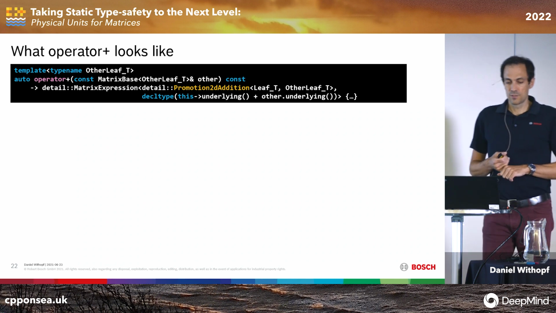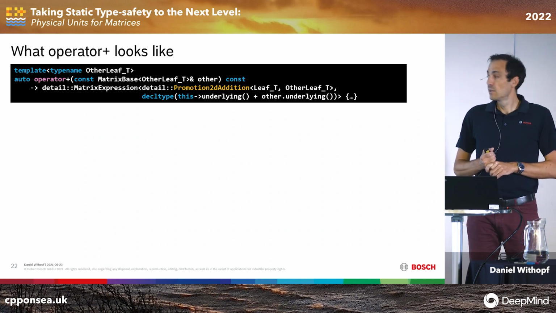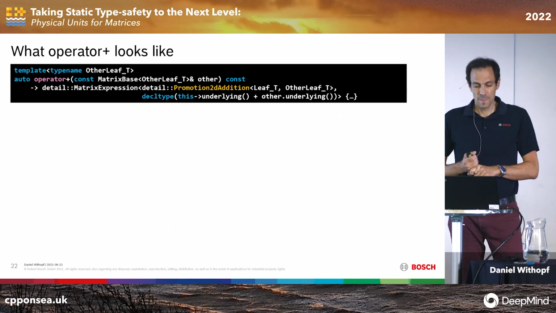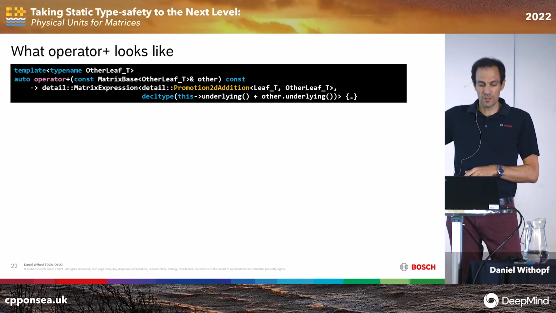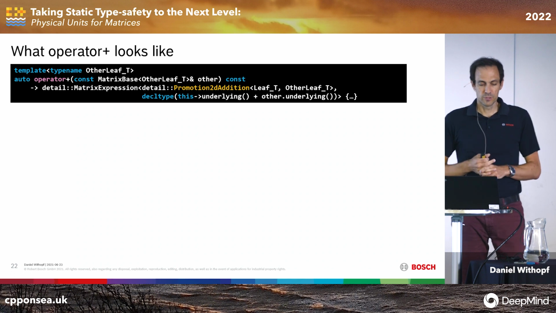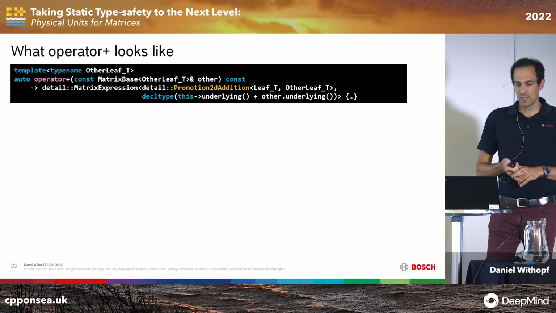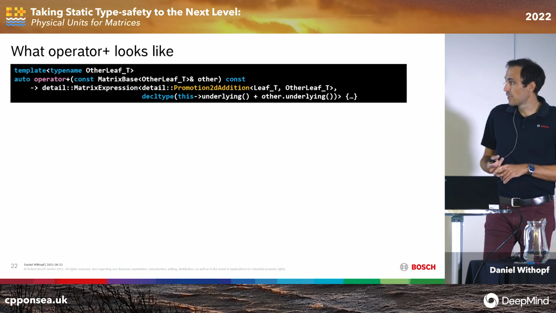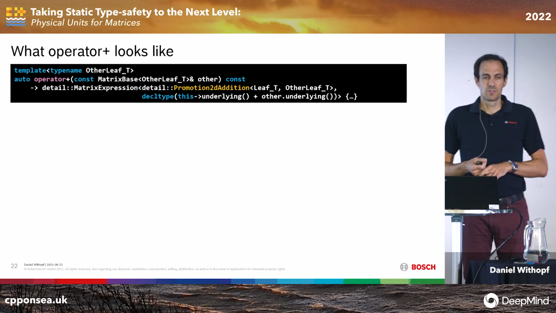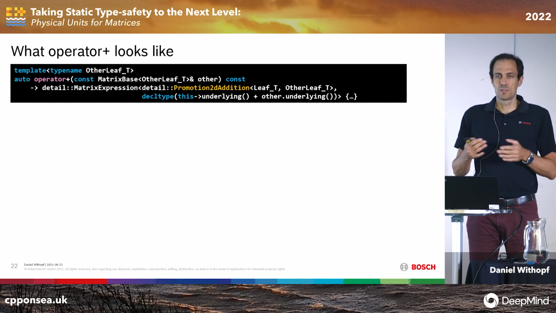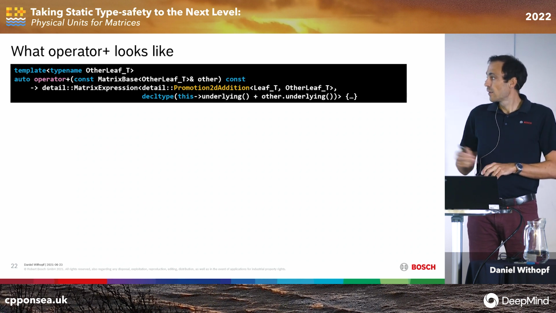Now on the next slide, I also want to show what the addition operator looks like in the library. So this is the operator plus that accepts anything that's derived from matrix base, which is the common base class for all the types in my library. And the resulting type is a matrix expression. And such a matrix expression is a little bit similar to what Eigen, for example, does with matrix expressions. And that has two parts.